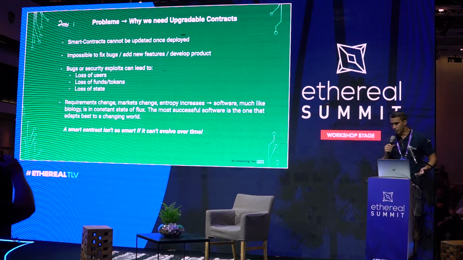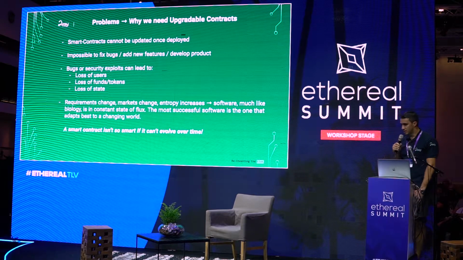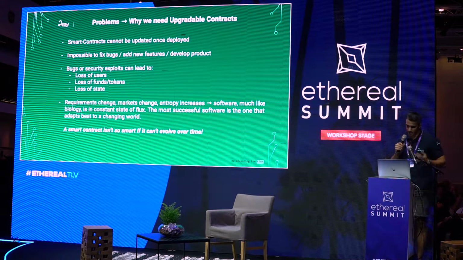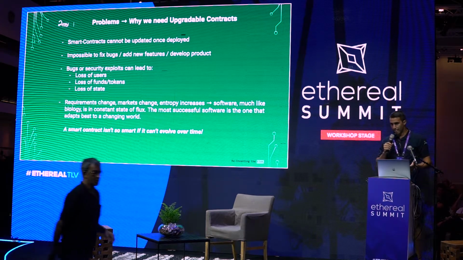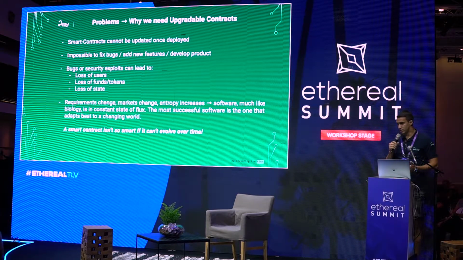And we can all agree that requirements change, the market changes, entropy increases, and software, much like biology, is in a constant state of flux. The most successful software is the one that adapts best to a changing world. Keeping that in mind, we can all agree that a smart contract isn't so smart if it can't evolve over time.